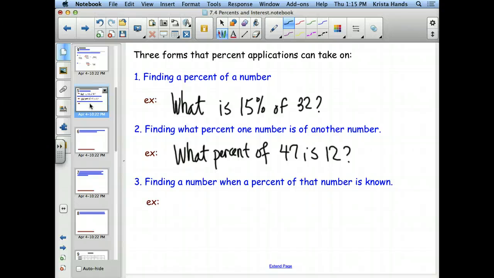The last one, finding a number when a percent of a number is known, looks something like this. 13 is 45% of what number?